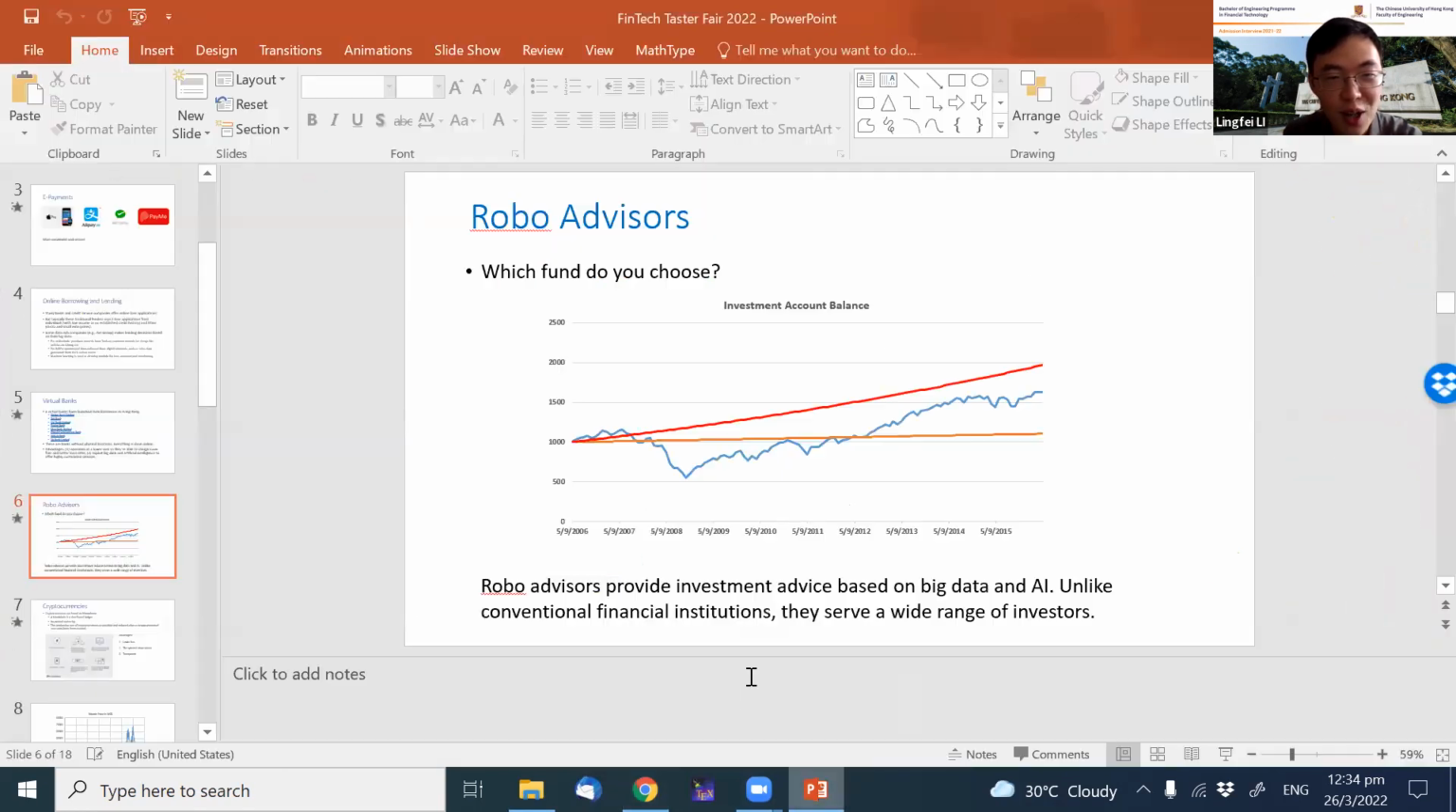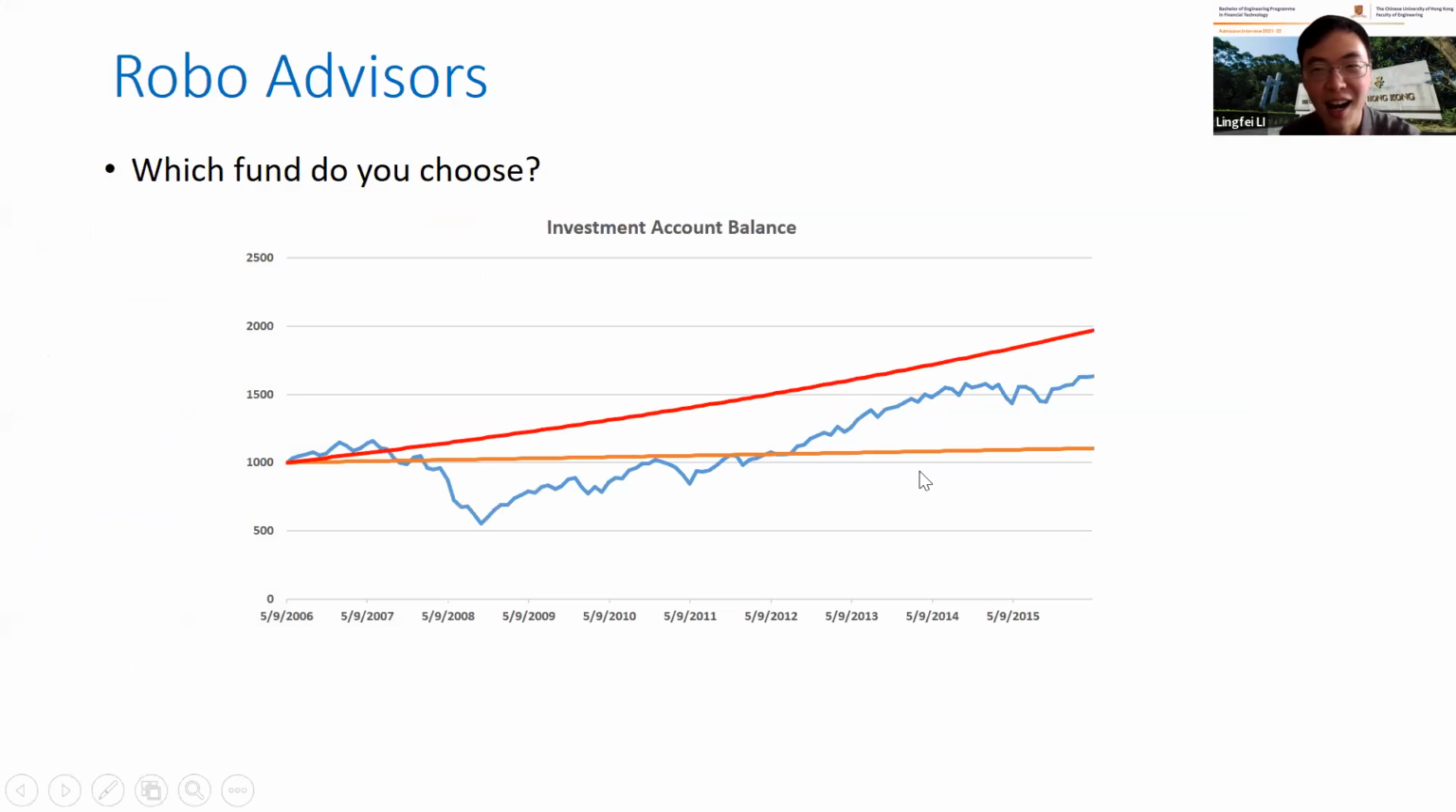From this survey, I can understand why most of you chose A. This looks like really the best one, because the fund value grows steadily over time, and it is growing at a fast pace. So it seems like this is really the best one. But unfortunately, if you invest in the red one, you are going to lose all your money, because this one is a fraud.